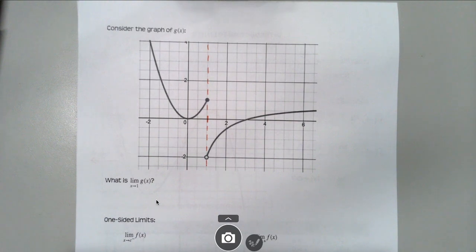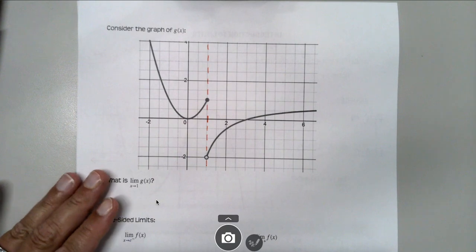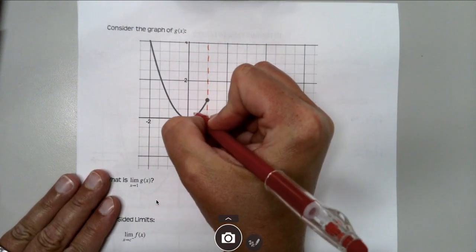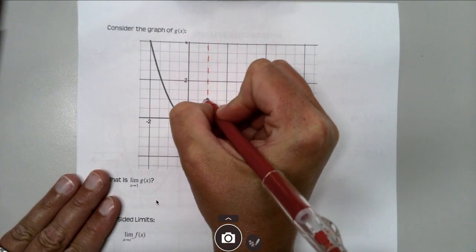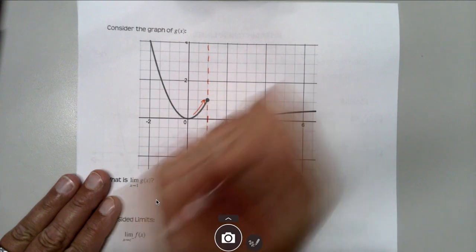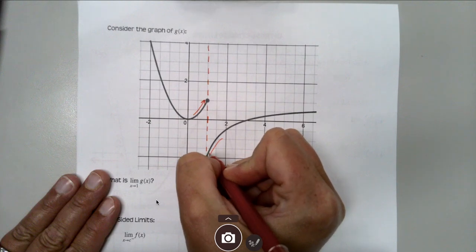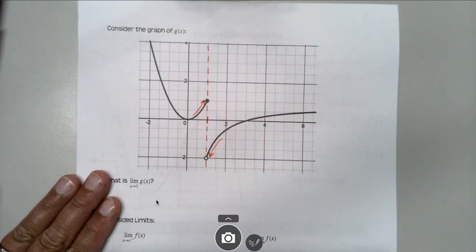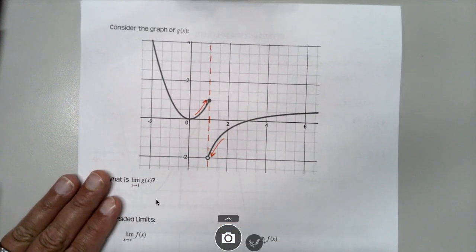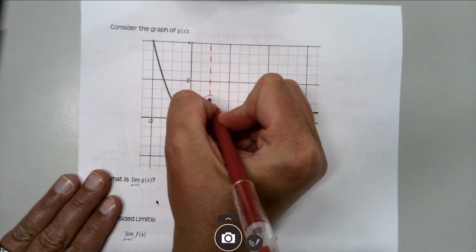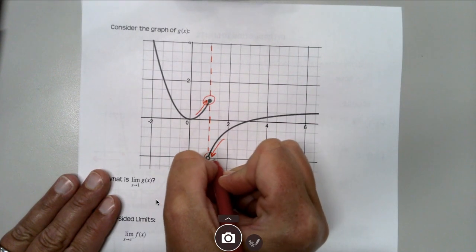And I'm going to have that same conversation with myself. I'm going to walk in along the highway from the left. I'm going to walk in from the right, and we're going to see where we get to. So coming in from the left, my y values are going here. Coming in from the right, my y values are going here. Okay? These limits land in two completely different places. This one lands here, this one lands here.